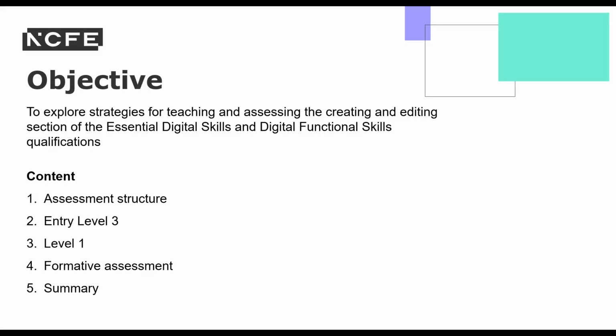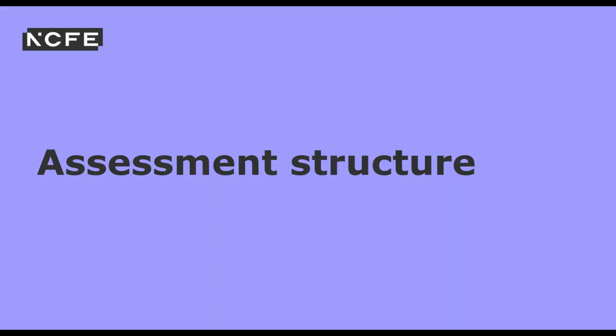So the objective of the session is to explore strategies for teaching and assessing the creating and editing sections of the essential digital skills and digital functional skills qualifications. So the content that we'll be looking at is the assessment structure, then we'll look at entry level 3, level 1, formative assessment and a summary at the end. So we'll take a look at the assessment structure first.